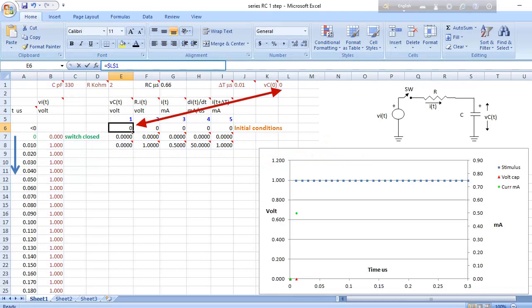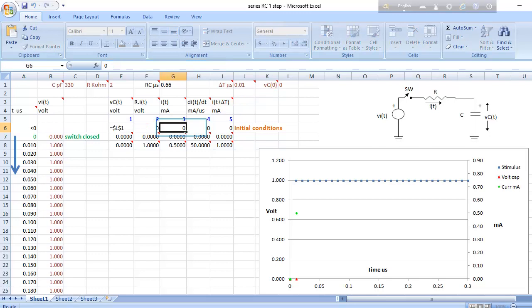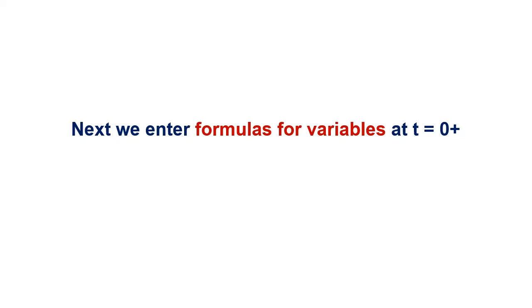Initial voltage across the capacitor should be equal to value entered earlier. Initial current is 0 as switch is open. Initial voltage across the resistor is 0 since initial current is 0. Initial value for rate of change of current is 0 since current has been 0 all along. Current at t plus delta t is 0 since both initial current, as well as rate of change of current are 0. Next we enter formulas for the variables at t equals 0 plus, that is just after switch is closed.